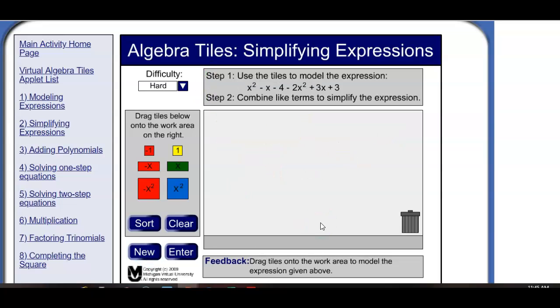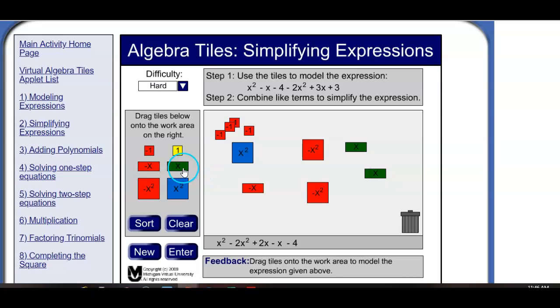Take a second and try this one. X squared minus x minus 4 minus 2x squared plus 3x plus 3. Do we have zero pairs here, or can we use the additive inverse here? Your answer should have been yes. We can use it with everything, actually.